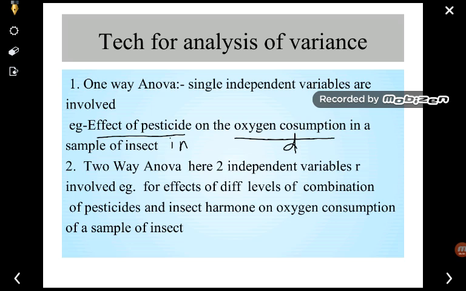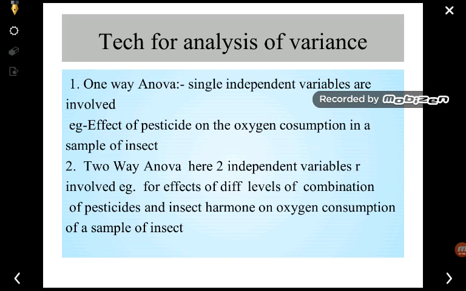So here only one independent variable is present, that is pesticide. And what is the dependent variable? Pesticide is affecting the oxygen consumption of the insect. So oxygen consumption is dependent on the pesticide. So pesticide is the independent variable and oxygen consumption is the dependent variable.